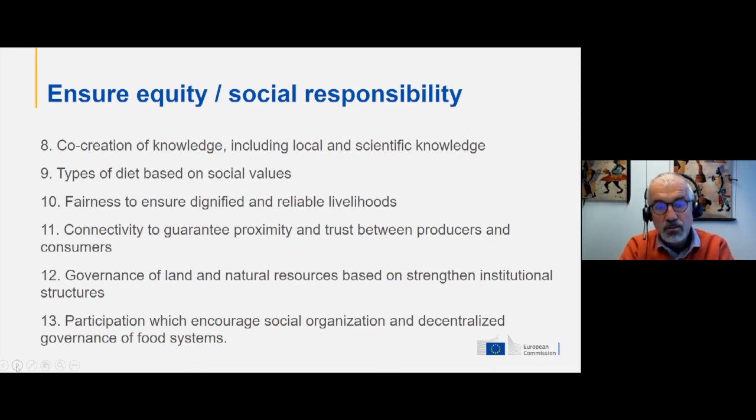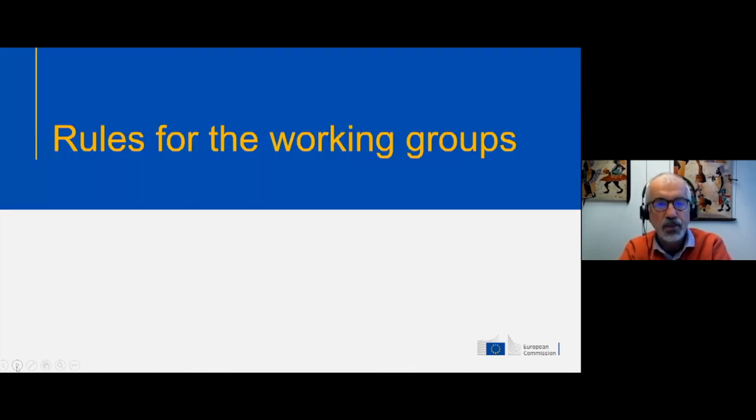Then there is the governance of land, based on social justice with local governance. We mentioned it with the landscape approach, and then the participation of all the actors locally to encourage social organization locally, and also decentralized governance so that food systems can be managed better.